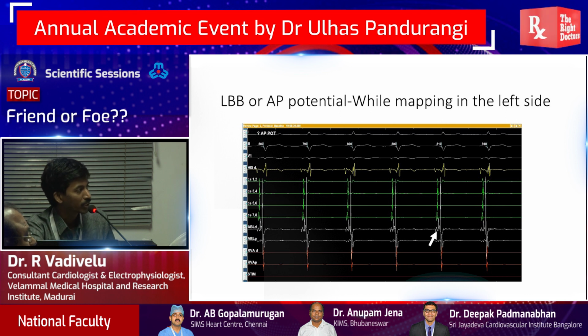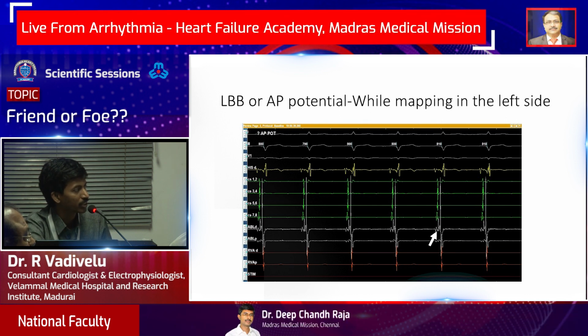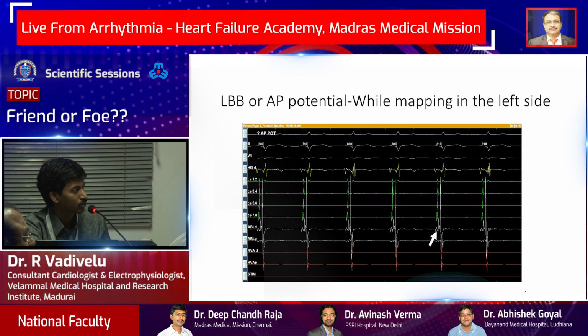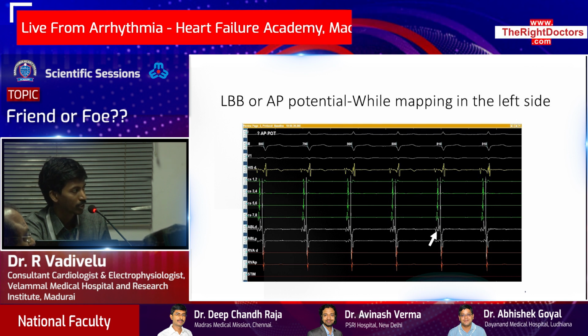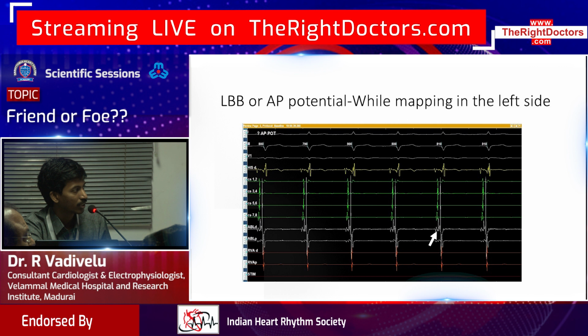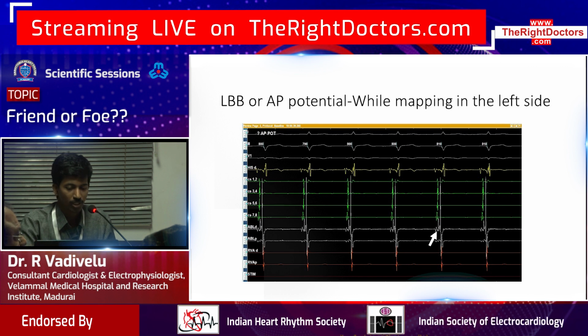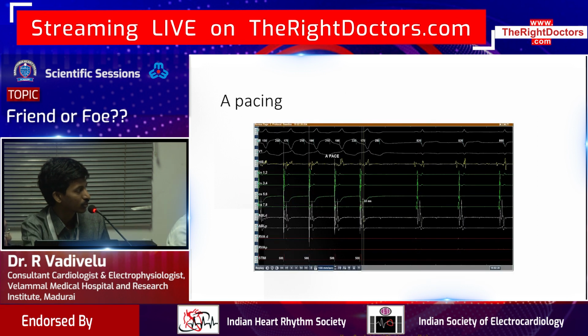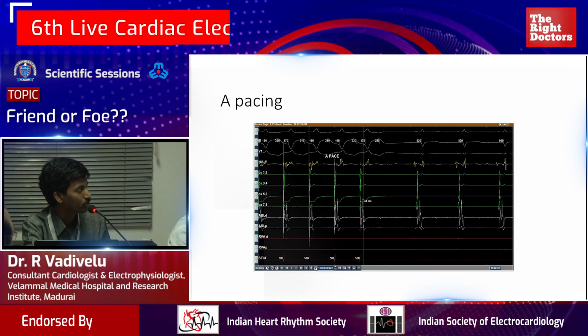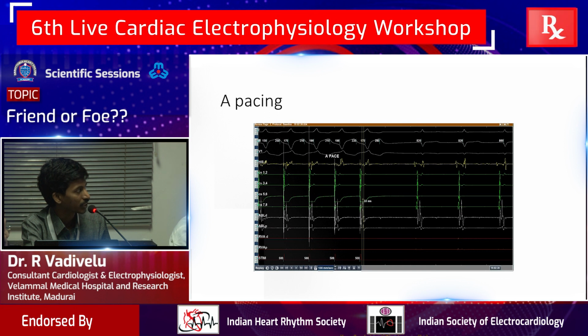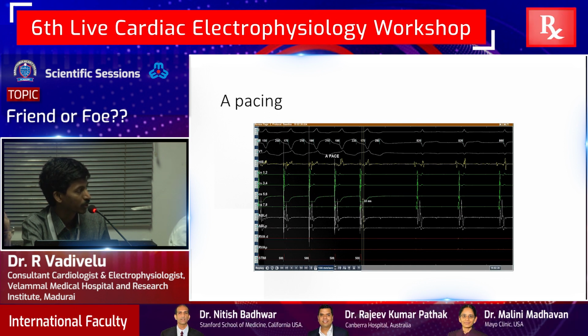So this is the one slide where I am very interested. This is the one slide I want to stress on. This is while I am mapping on the left-sided posteroseptal region. So what could this potential be? What is the differential diagnosis of this potential? It could be either a left-sided bundle branch potential or an accessory pathway potential.